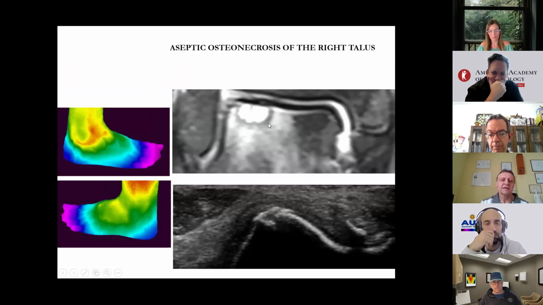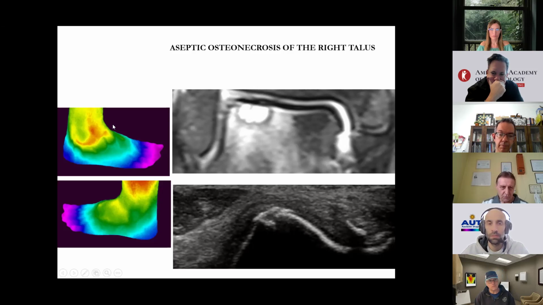Here we can see aseptic osteonecrosis tali on MRI and on sonography on the lateral part. Here we can see malleus lateralis. And on thermography on this side, when we compare that with the contralateral side, we can see increased temperature activity.